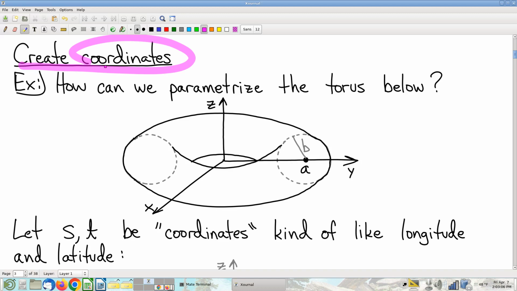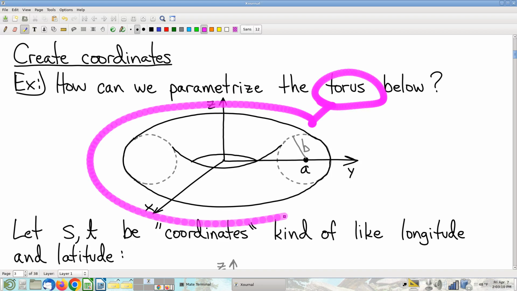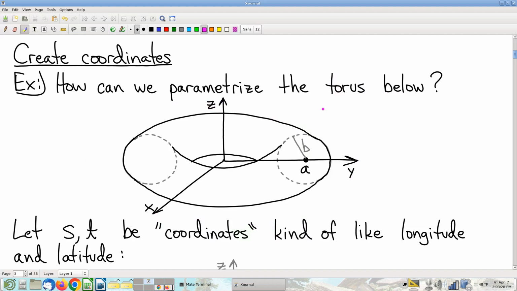So just gonna dive in and let's consider this thing here called a torus. You've probably seen tori before. It's the surface of a donut. It's where the glaze is. So it's a surface, not a solid in particular. So how do we parameterize that surface?